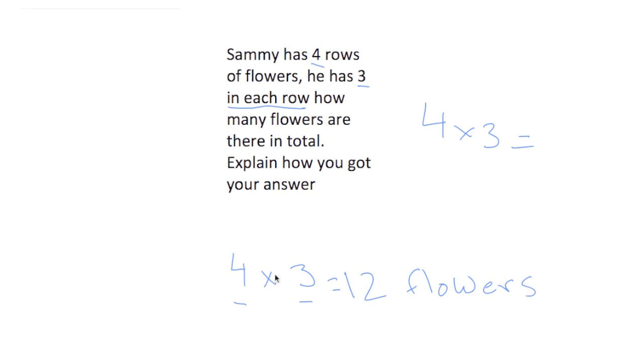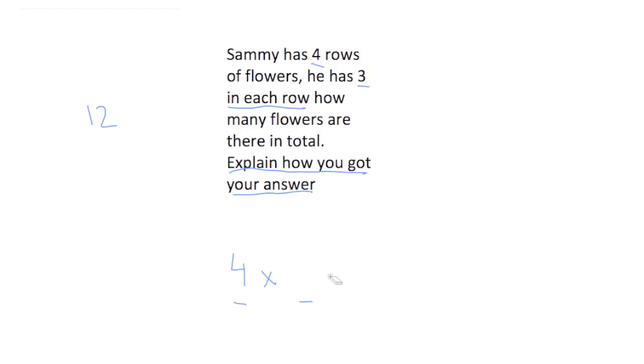And some kids just race away and write 12 flowers, but you want to read the whole thing. It says explain how you got your answer. So if you just wrote 12 flowers, then you will get the problem wrong because you don't fully answer the question. So let's write 12 here. So I'm gonna erase everything now. And then let's write how we got our answer. So I'm gonna type it, write it. So first, what we did was let me make that bigger so everybody can see.